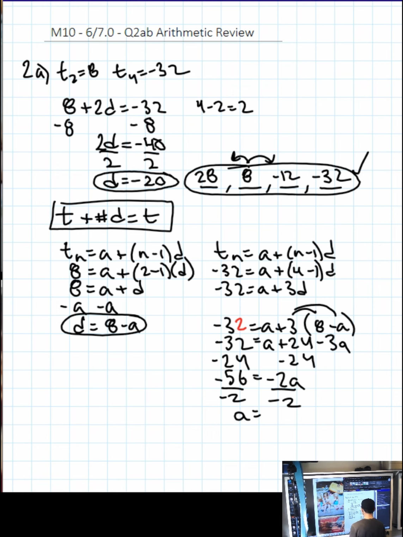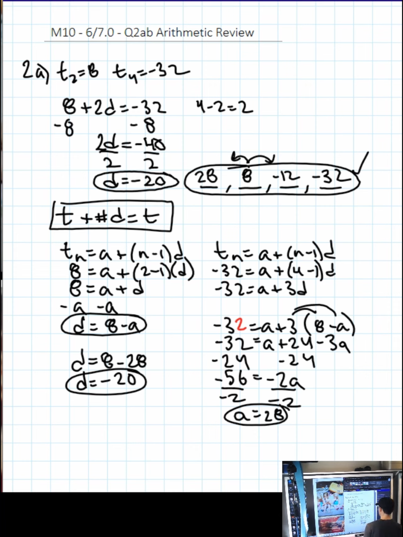a equals positive 28. We can then take that a value and put it in the d formula off to the left. And 8 minus 28 is going to be negative 20. So as you can see, the algebra to do this by a system of equations is way more difficult than just understanding the formula that we used a bunch of times in question 1 and just now, and we're going to use again. So a term plus the number of differences is equal to a term in the future. And we're going to do that again right now.